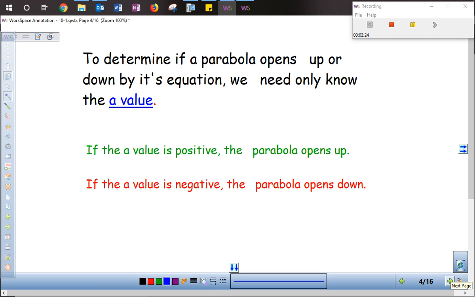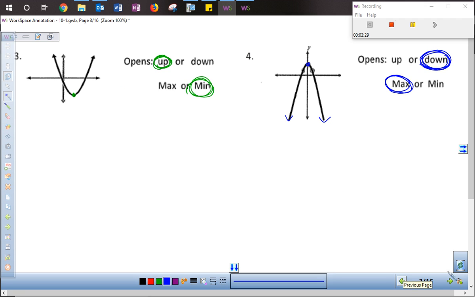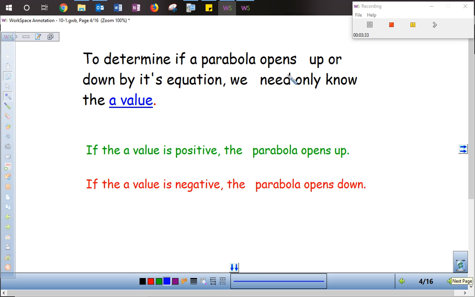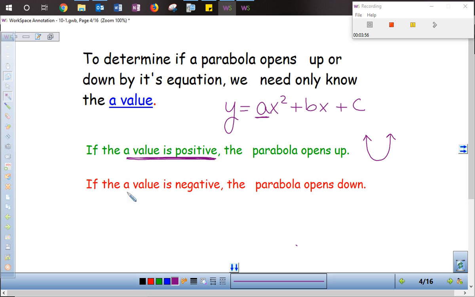Now, to determine if a parabola opens up or down, we actually don't even need the graph. We can figure this out just by the equation. All we need to know is the a value. Now, a friendly reminder, it's y equals ax squared plus bx plus c. Now, the a value is the term in front of my x squared value. If the a value is positive, the parabola is going to open up. So it's going to look something like this. And if my a value is negative, the parabola is going to open downward. So it's going to look something like this.